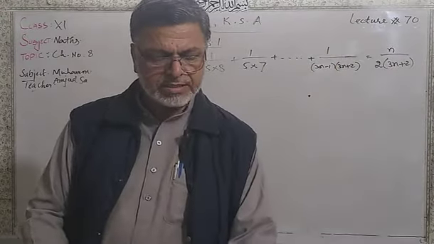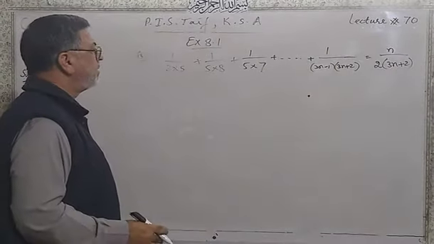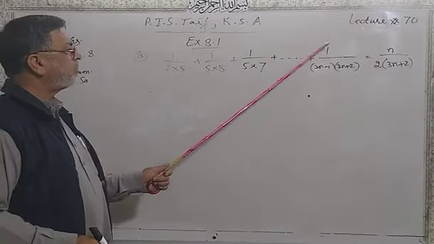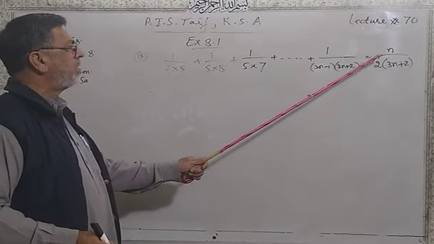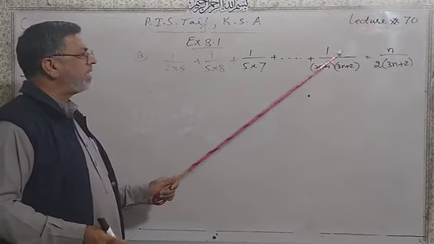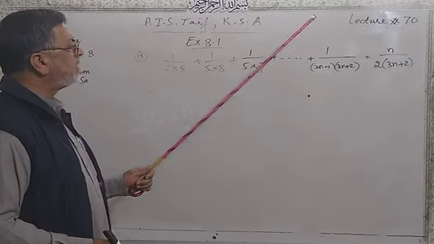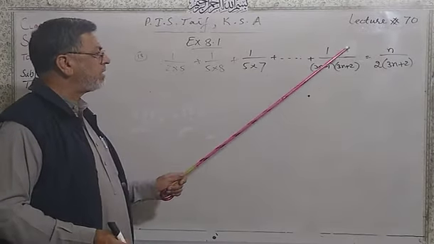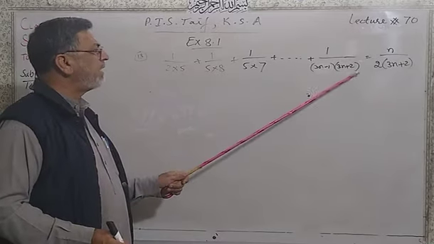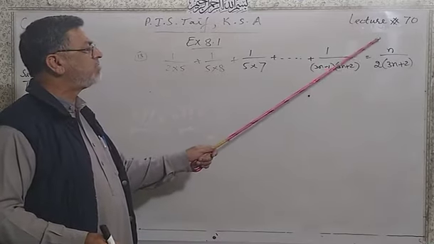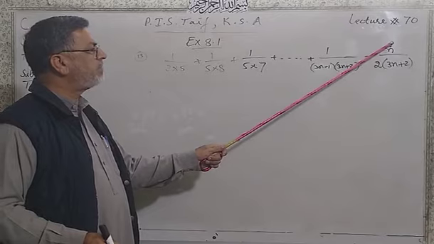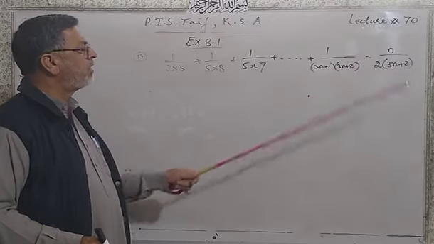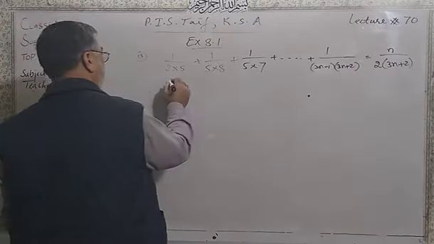Now dear students, we have to prove that the left hand side is equal to the right hand side for n is equal to 1. We will suppose that it is true for n is equal to k. Then we will prove that it is true for n is equal to k plus 1. Here must be k plus 1, and in your last answer as well.